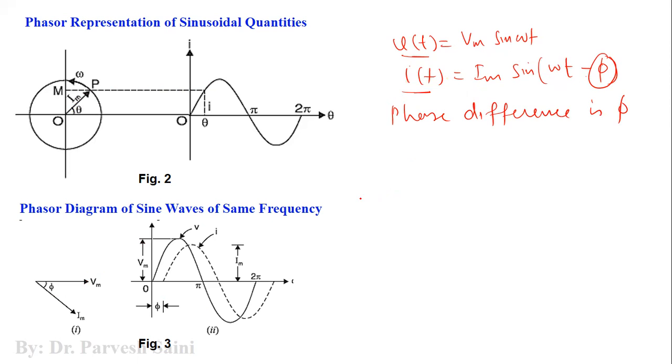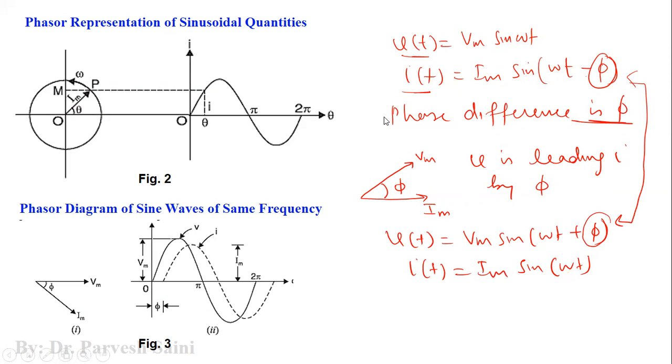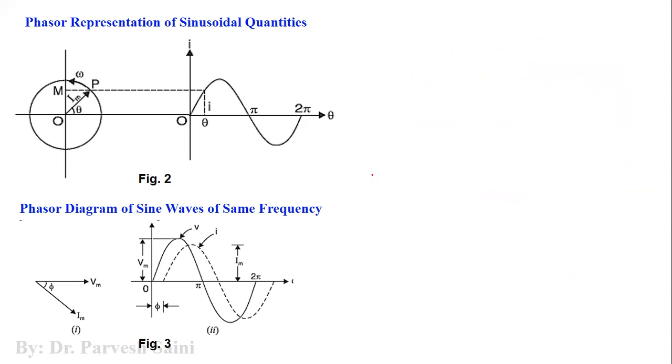We can also represent it in this way. If you take current on the x-axis and take voltage at phi radians ahead, then we call that V is leading I by phi radians or degrees, right? So the equations become V equals Vm sine omega t plus phi, and I equals Im sine omega t. So we'll say that voltage is leading current by 5 degrees or 5 radians. However, in both cases, the phase difference will remain phi itself.